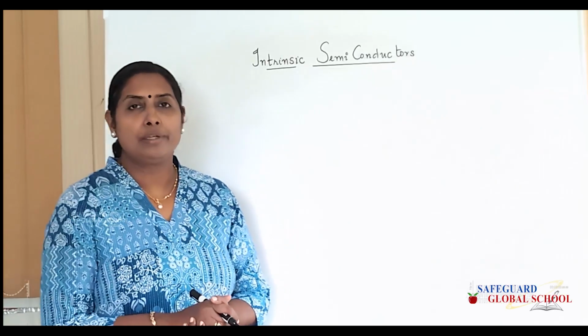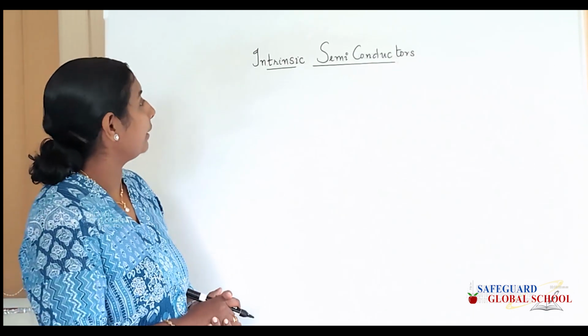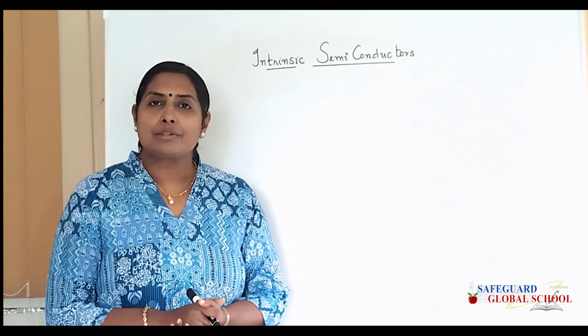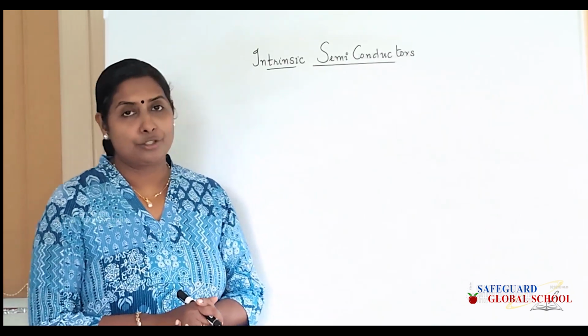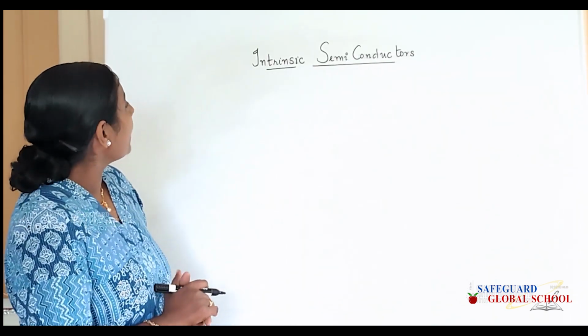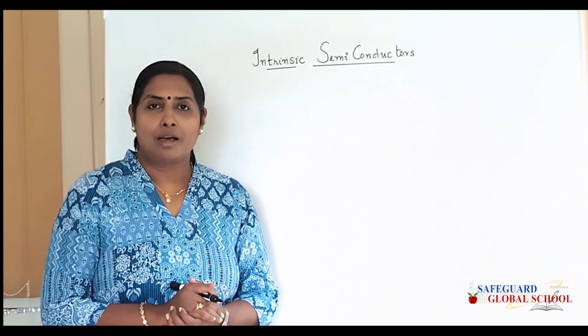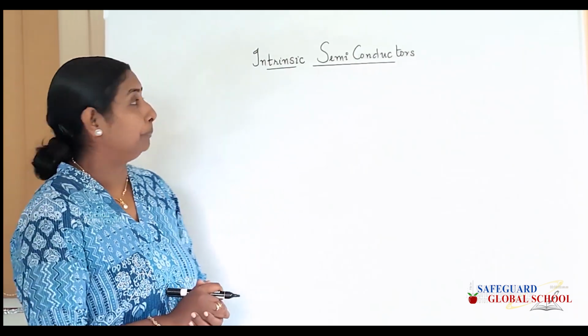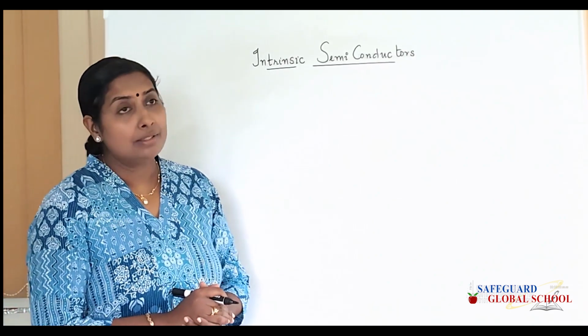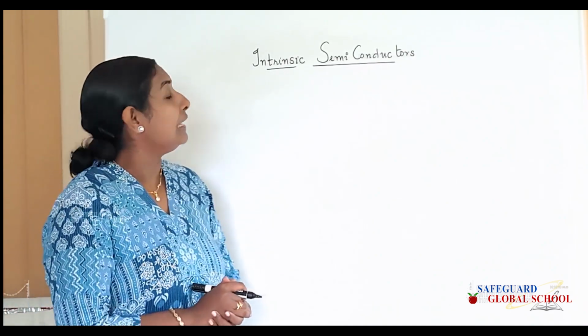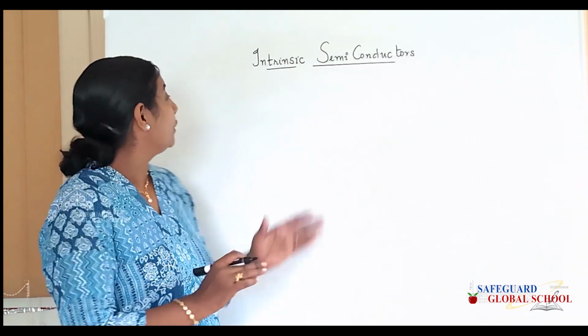In this class, we will deal with intrinsic semiconductors. A semiconductor in its pure state is what is meant by an intrinsic semiconductor. The examples of intrinsic semiconductors are silicon and germanium. So, let us study the structure of silicon and discuss the lattice structure of silicon.